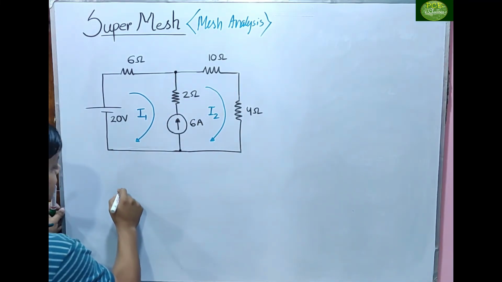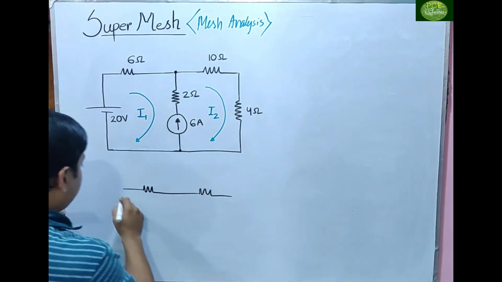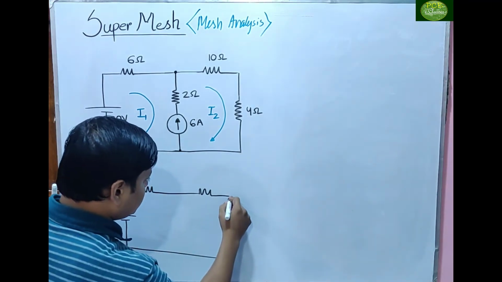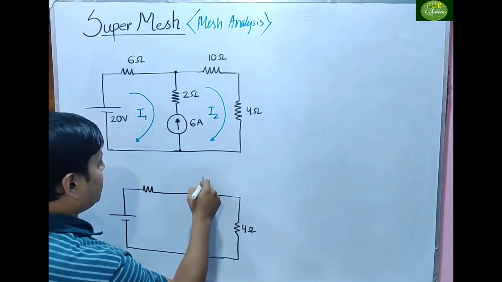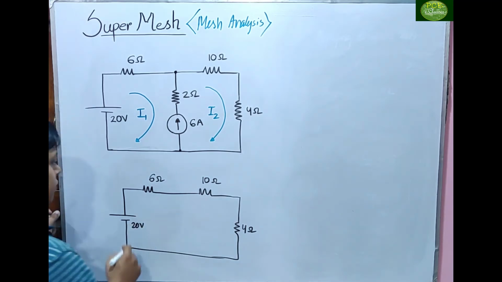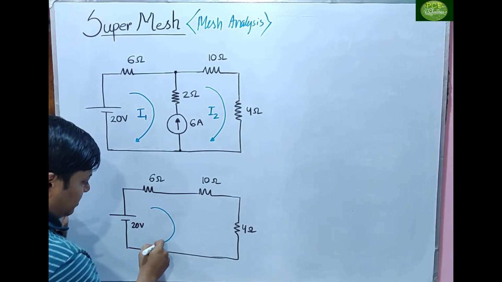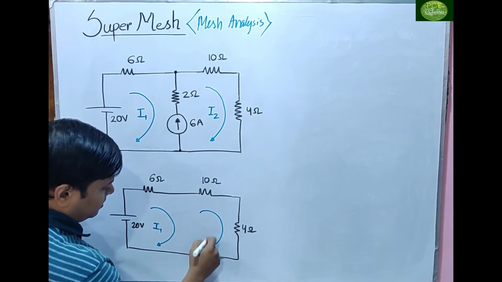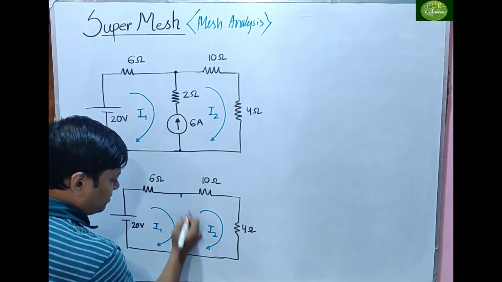So what will be my equivalent circuit diagram? My equivalent circuit diagram will be this one: 20 volt, 4 ohm, this is 10 ohm, 6 ohm, 20 volt, right? Here a mesh current is there. What is the mesh current? I1. Here a mesh current is there. What is it? I2. But we are ignoring these 2 points.